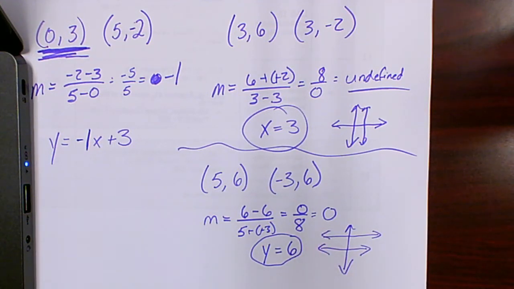So, and that's how you write equations of lines using the 3 different pieces of information, or 3 different combinations of information you can be asked.